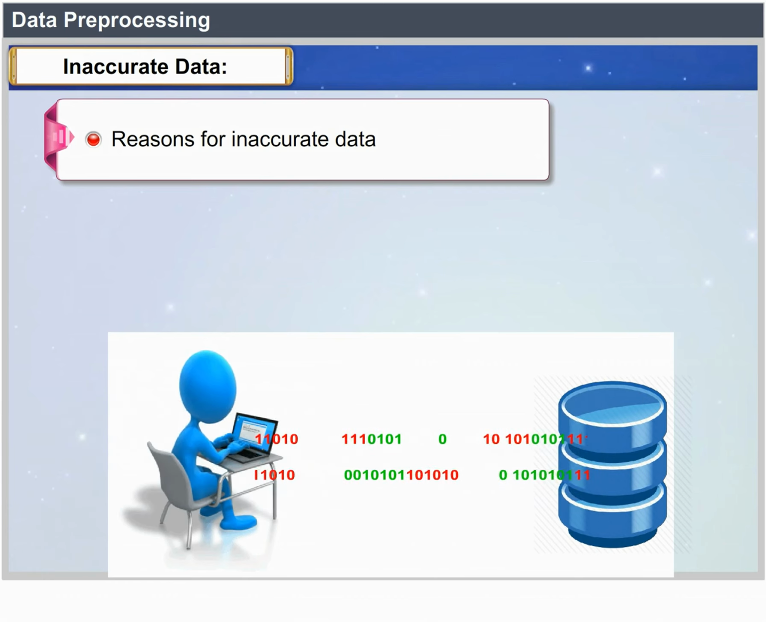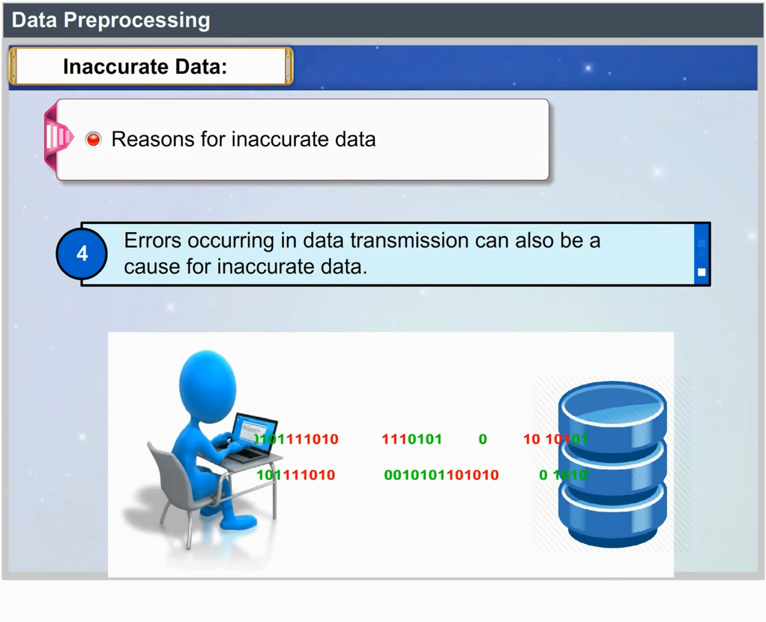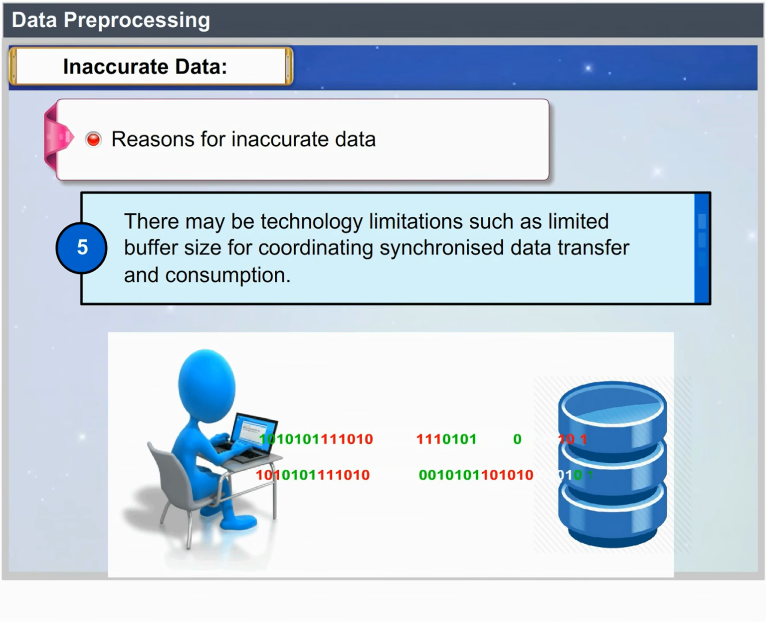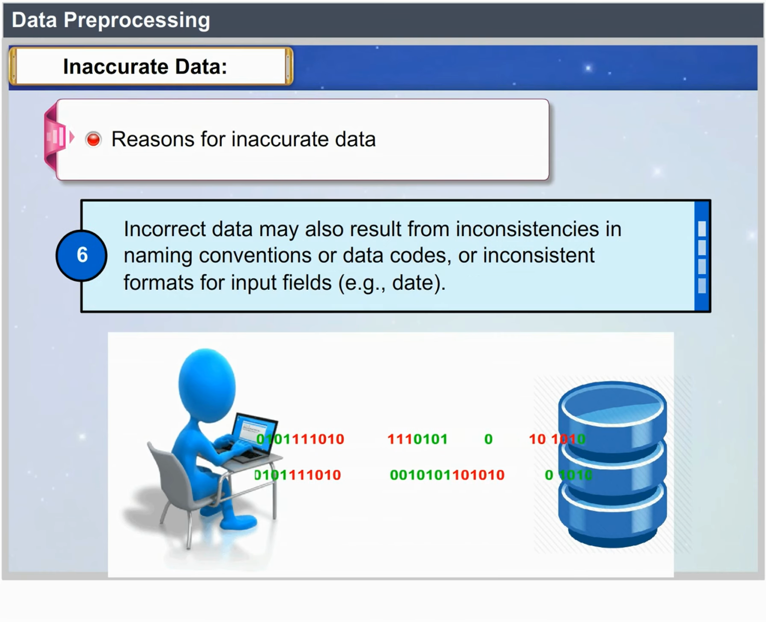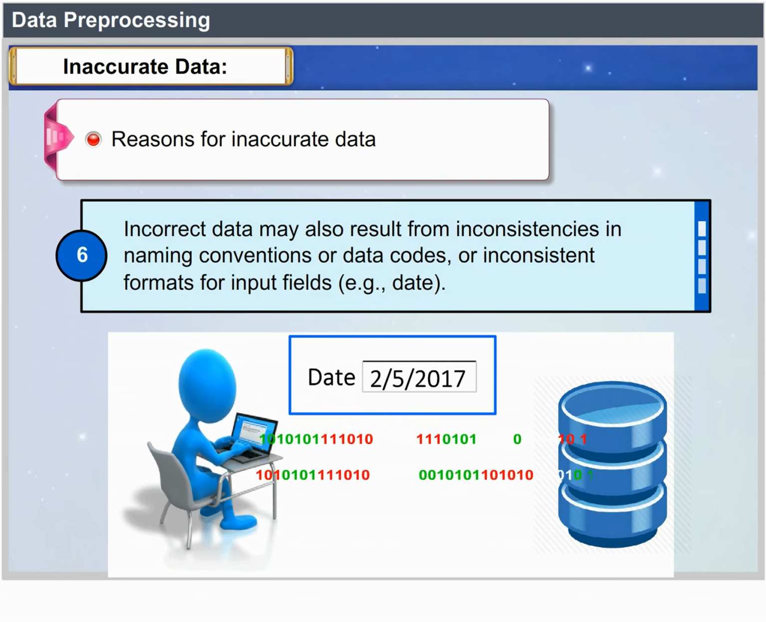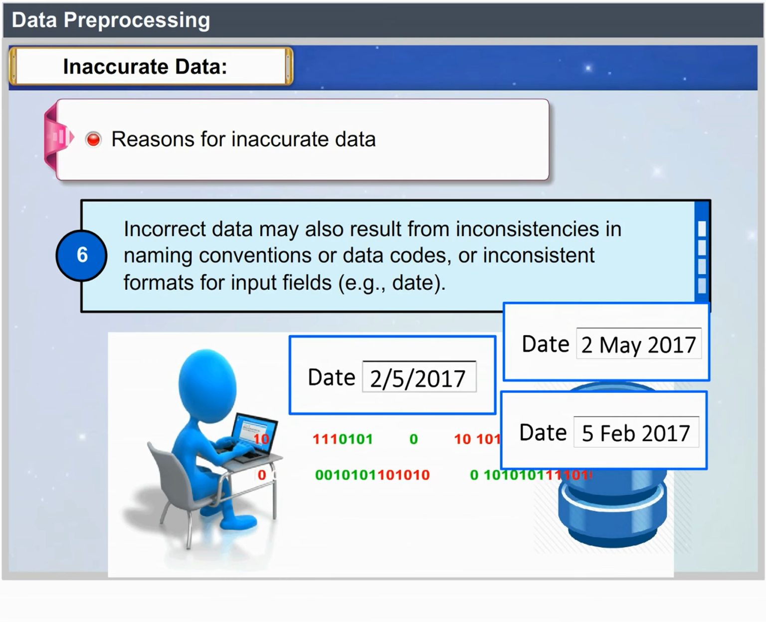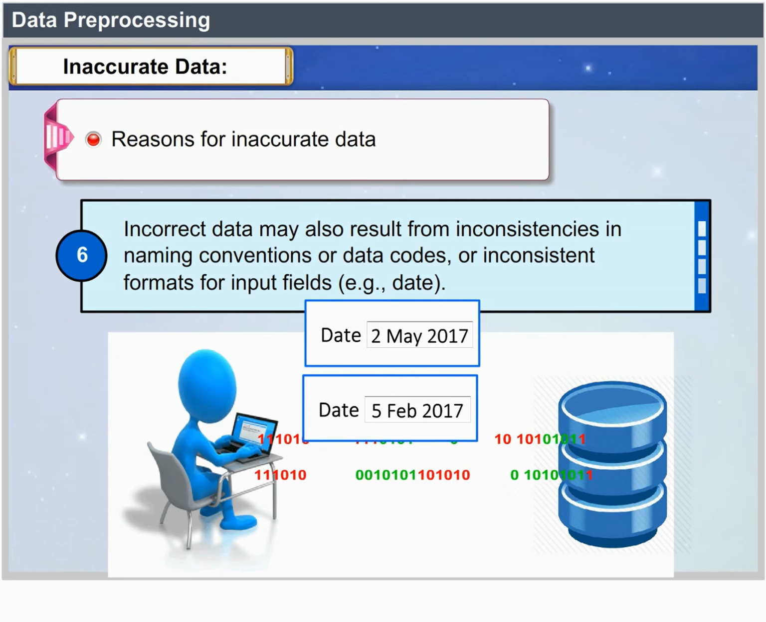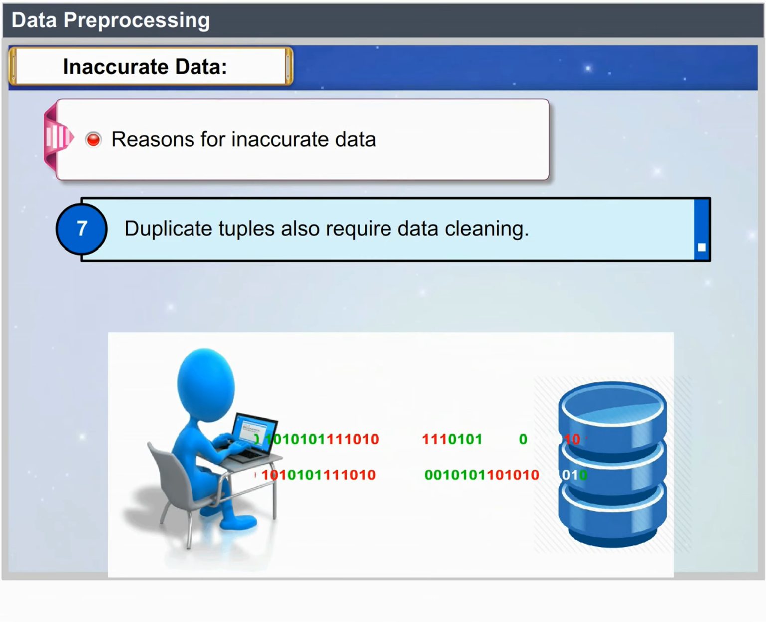Errors in data transmission can also occur. There may be technology limitations, such as limited buffer size for coordinating synchronized data transfer and consumption. Incorrect data may also result from inconsistencies in naming conventions or data codes, or inconsistent formats for input fields, for example, date. Duplicate tuples also require data cleaning.